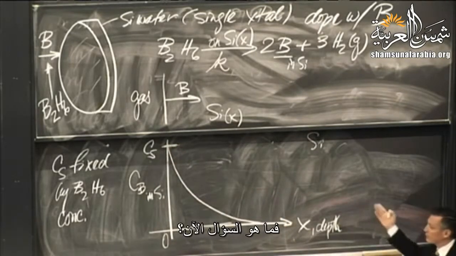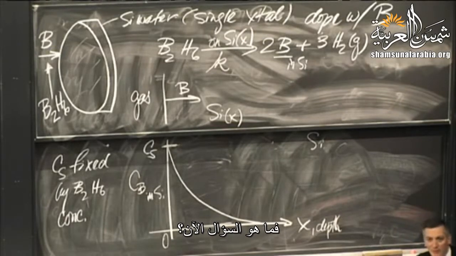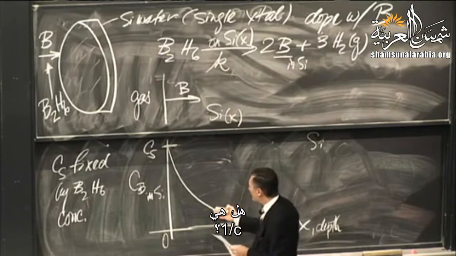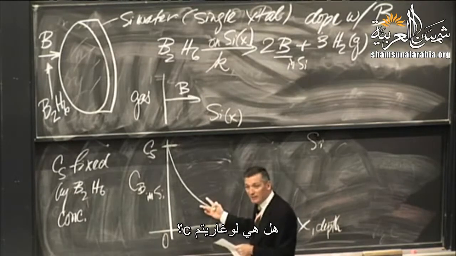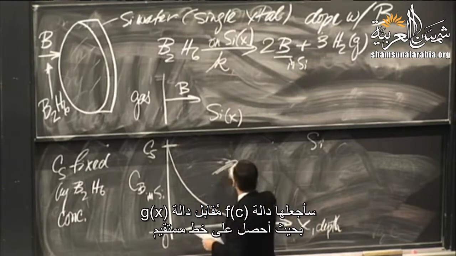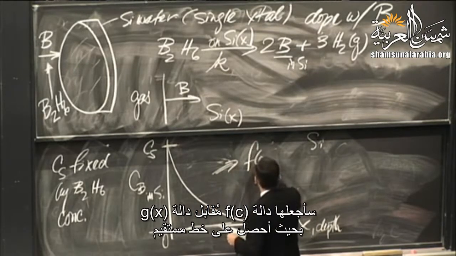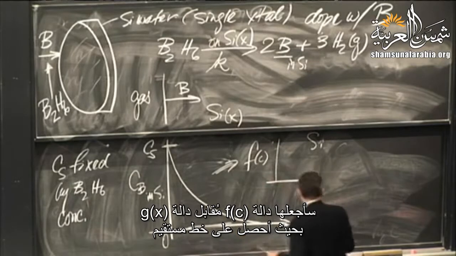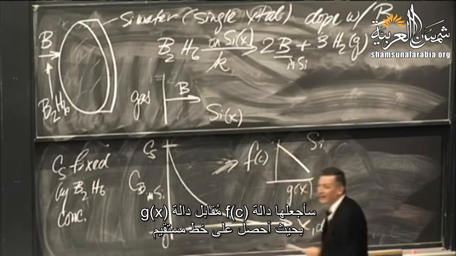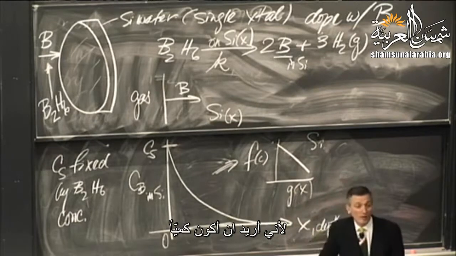So now, what's the question? Question is, what's the functionality of this? Is this 1 over c? Is this log c? Is this some other function of c? I want to map this into some f of c versus g of x so that I can get a straight line. Why do I want a straight line? Because I want to be quantitative.